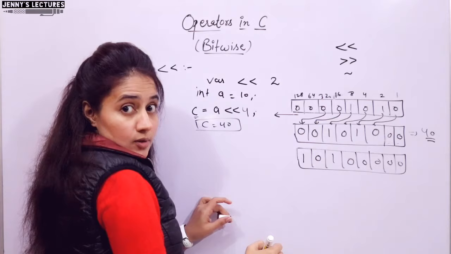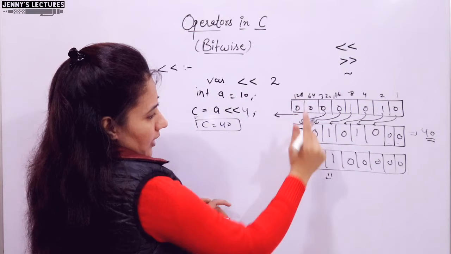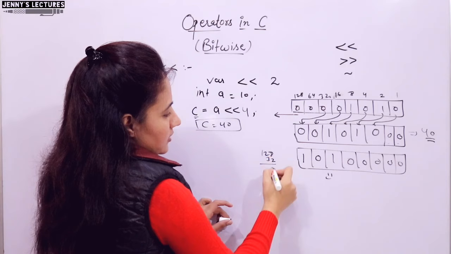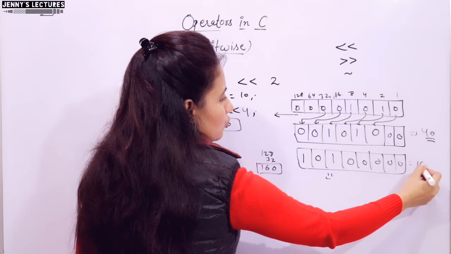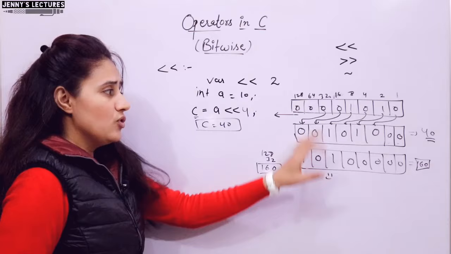We have 1 at 128 and we have 1 at where? 32. So just add these numbers. This is 160, so the output would be 160. The decimal number corresponding to this is 160. Now, this is the process, the long process.